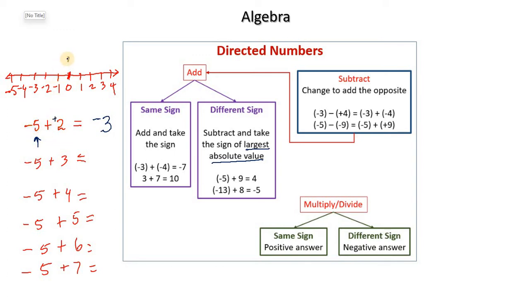So from the origin, how many units to the left? 5. All right, so that's 1, 2, 3, 4, 5. So we shift 5 units to the left, and that lands us at -5. And then what do we want to do next? Go to the right for the 2.